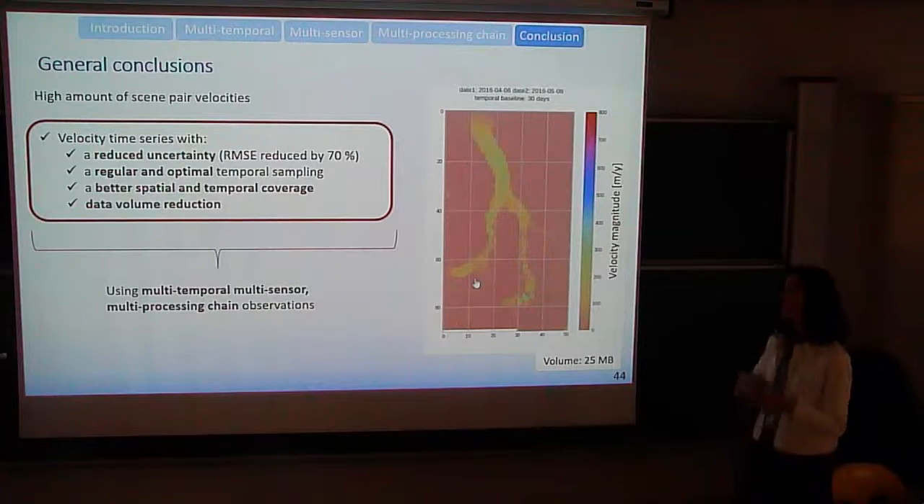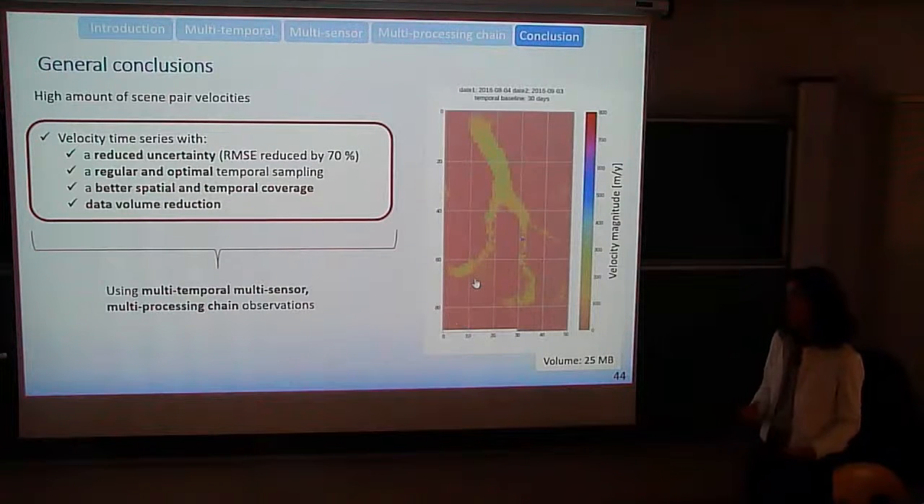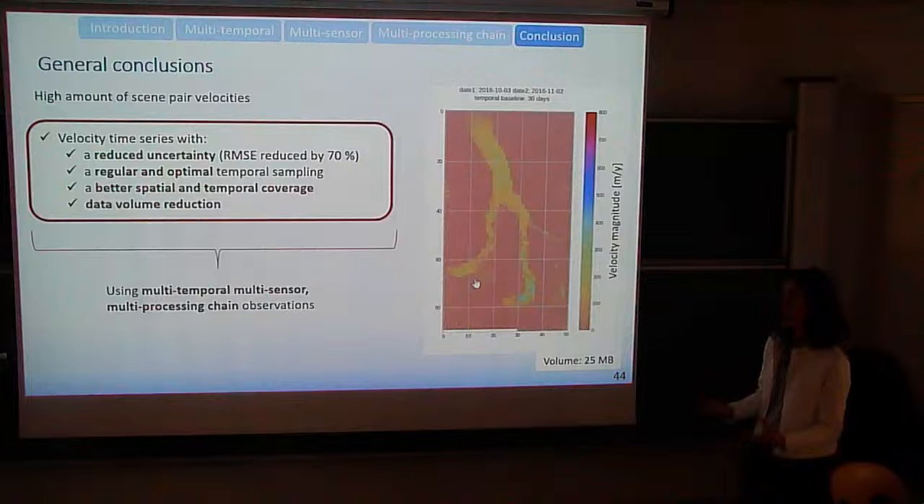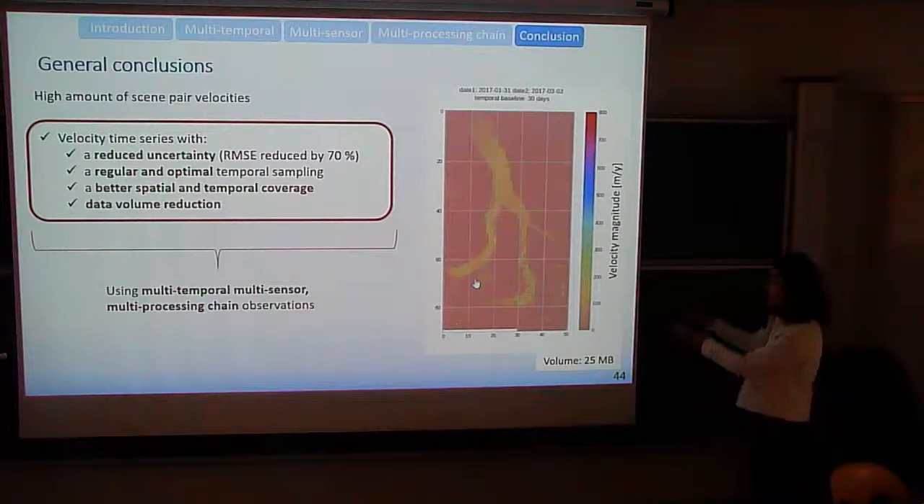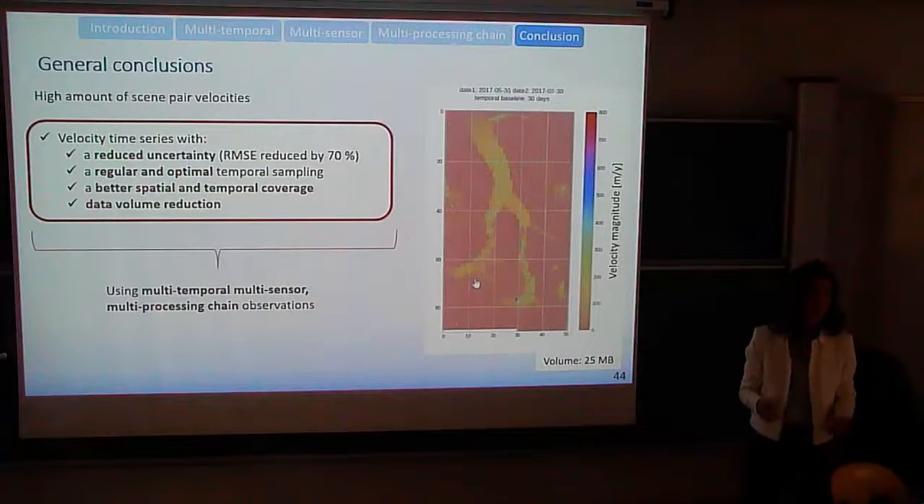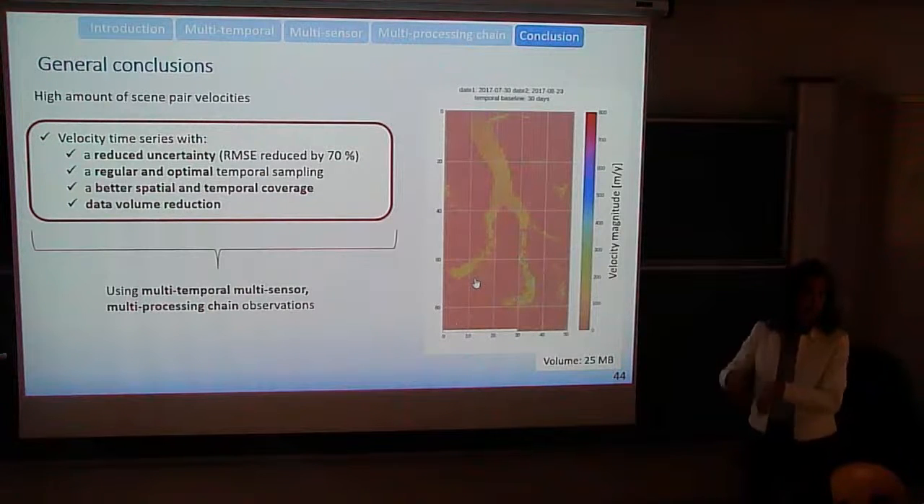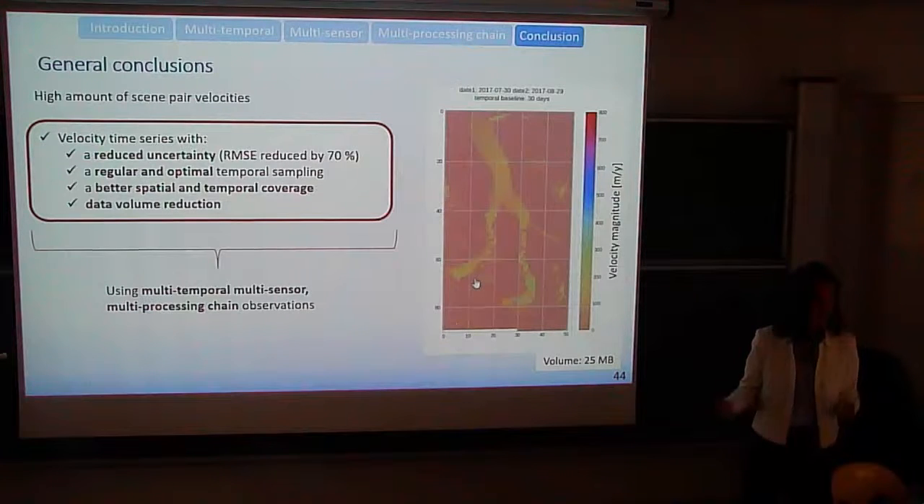The mean square error is reduced by up to 17%, with a regular temporal sampling, a better spatial coverage, and a data volume reduction. Here, the dataset over this part of the glacier has a volume of about 25 megabytes, whereas with all the simple pair velocities, it was about 250 megabytes. So we divided it by 10.